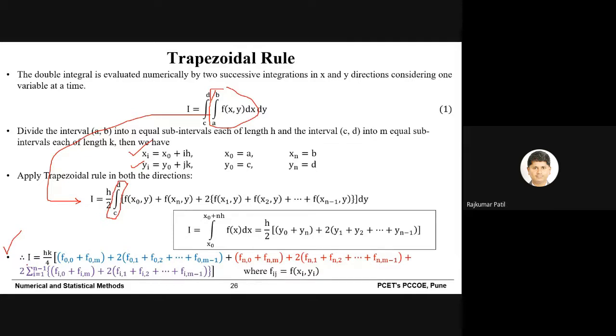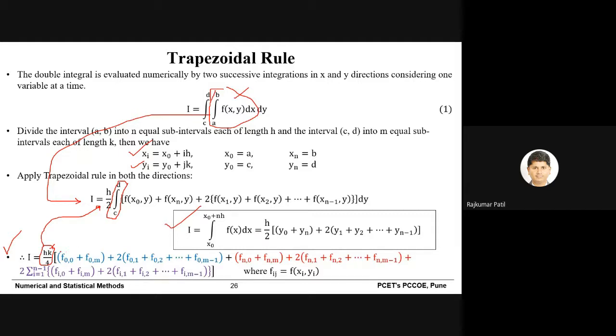Now, when you look at the different parts of this equation, which are highlighted by 3 colors, you can correlate this with the trapezoidal equation. How? I will tell you. This equation I is equal to hk upon 4. In this hk by 4, the first part is h by 2 and the second part is k by 2, where h is related to the first integration and k is related to the second integration. So h by 2 into k by 2 becomes hk by 4. So that part is understandable.